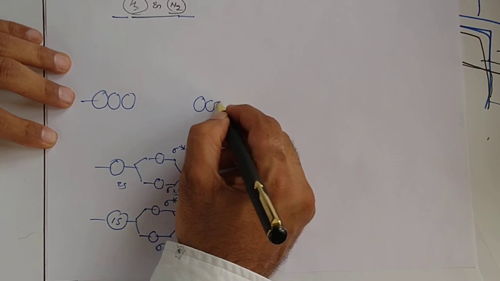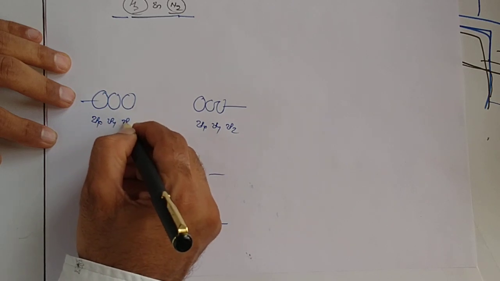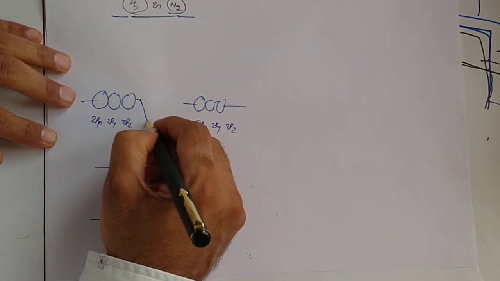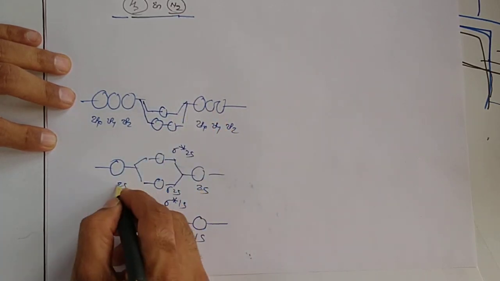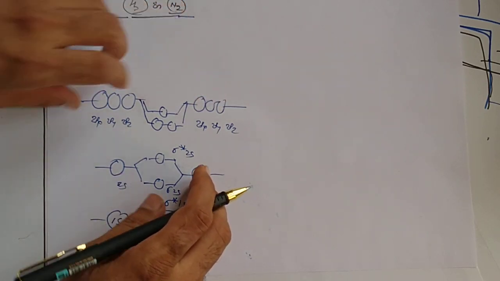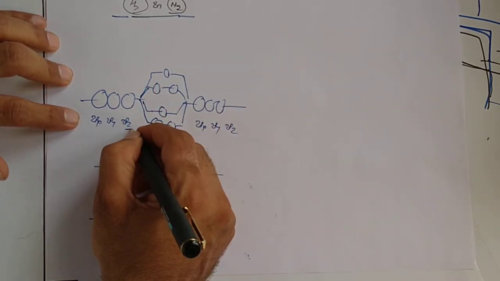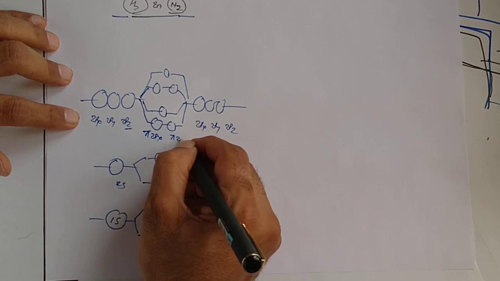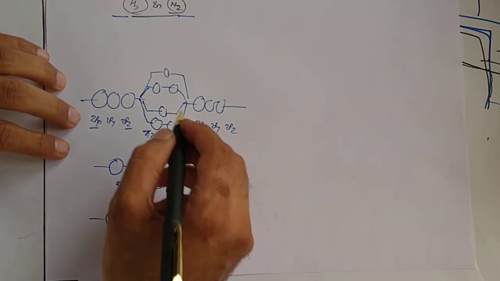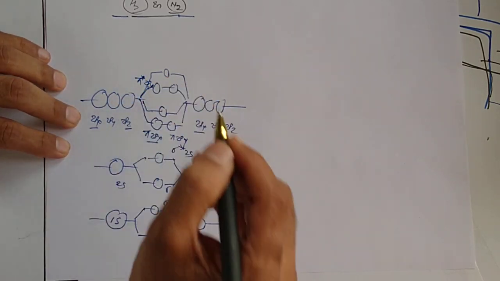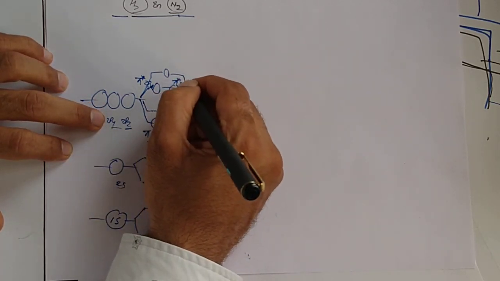Now the p orbitals: 2px, 2py, 2pz, and 2px, 2py, 2pz. Here 2 and 1: 2 combine, 2 occur; 6 combining, 6 occur. New molecular orbitals. Here pi 2px, pi 2py. 2px combines to give pi 2px and one of them pi star. 2py combines, so pi 2py and pi star 2py.